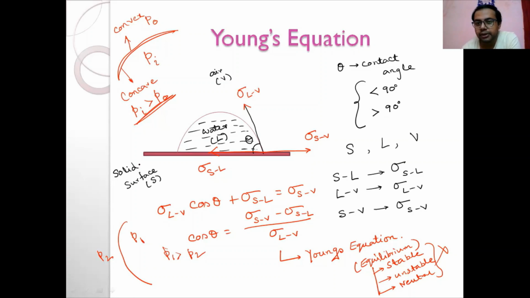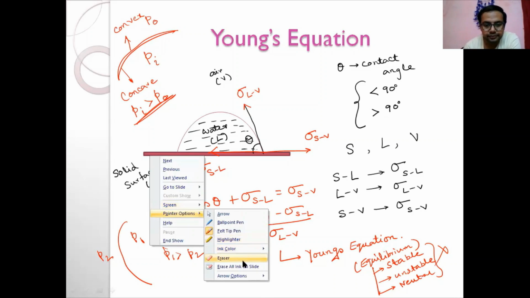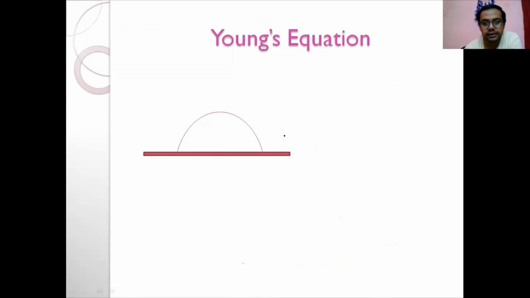So the very important equation, Young's equation, we are getting it here. Already we have shown it here. From the Young's equation we can write: cos of the contact angle is equal to sigma S by V minus sigma S by L, divided by sigma L by V. That is the Young's equation.